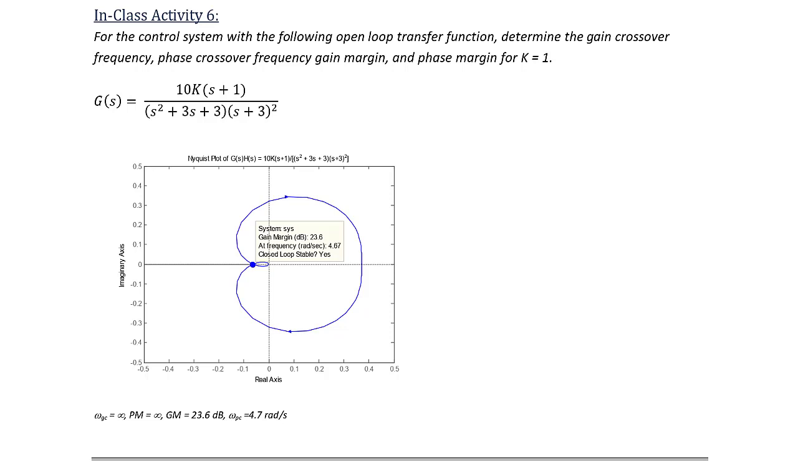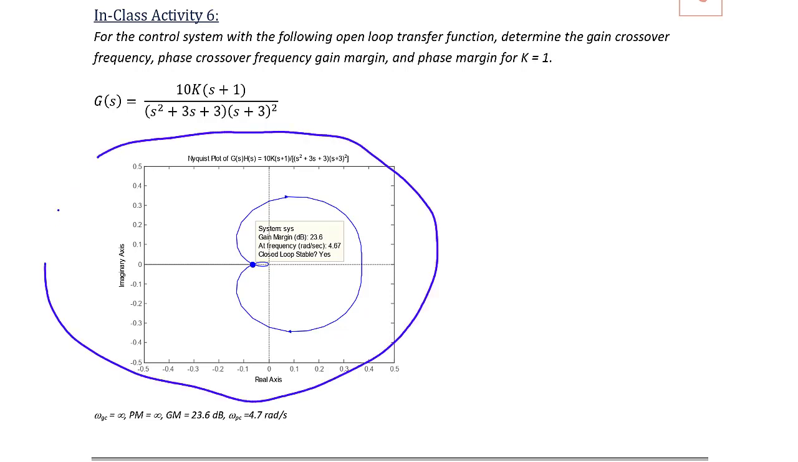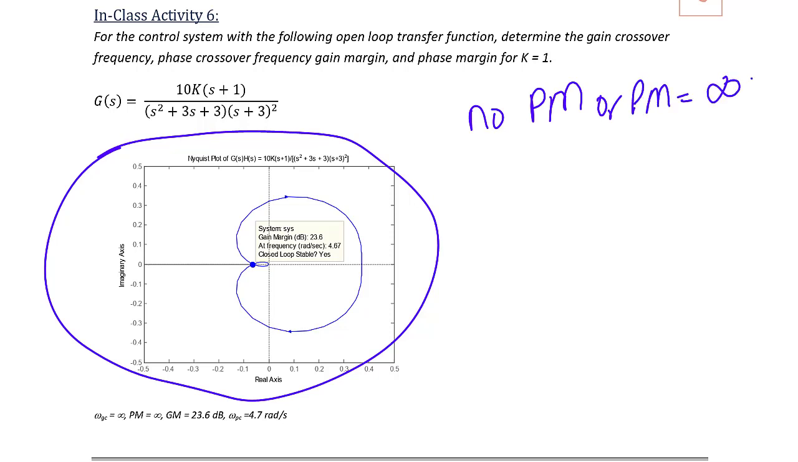Once again, all of our poles are in the left half plane. This does not encircle the negative 1. Therefore, we have a stable system. However, notice that the unit circle also does not intersect because the unit circle would be out here somewhere. Therefore, there is no way for this Nyquist diagram to intersect with our unit circle. So therefore, there is no way to rotate it to intersect with negative 1. So there's no phase margin, or we say that the phase margin is equal to infinity.